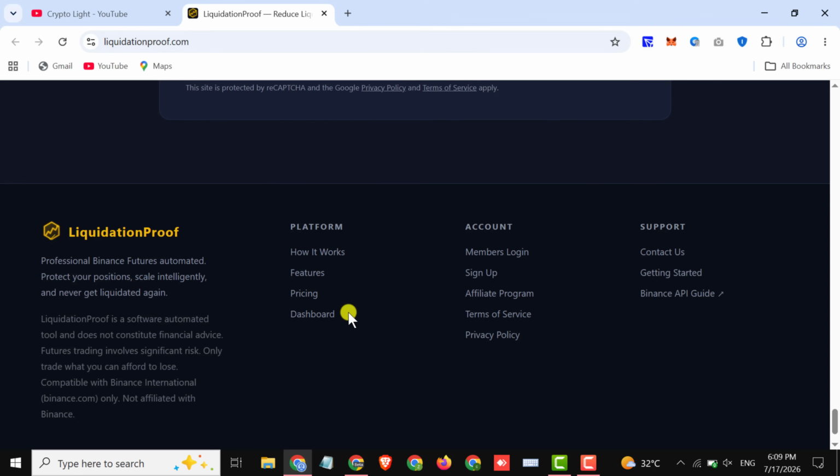So that's an overview of LiquidationProof and how it works. If you would like to learn more about its features, setup process, and supported functionality, be sure to visit the official website and review the documentation before getting started.